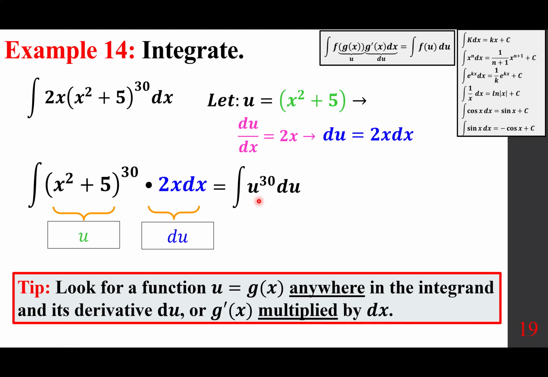Now the integral of that requires the easy way of power rule, 1 over 31 u to the power of 31 plus c. Reverse substitution gives us the final answer, 1 over 31 x squared plus 5 to the power of 31 plus a constant.